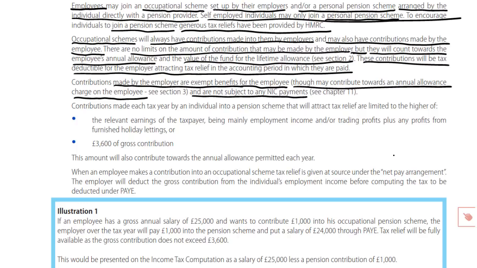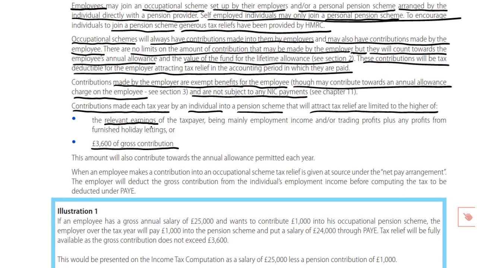What we didn't know. Contributions made each tax year by an individual into a pension scheme that will attract tax relief are limited to the higher of, now, one of these figures, £3,600 worth of gross contribution. So, irrespective of whether you have any what we call relevant earnings, irrespective of that, everyone has a right to contribute up to a gross figure of £3,600.